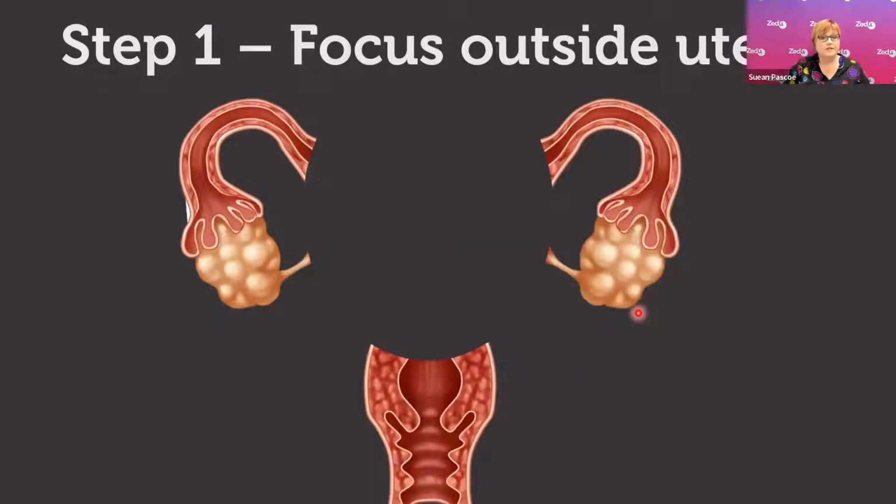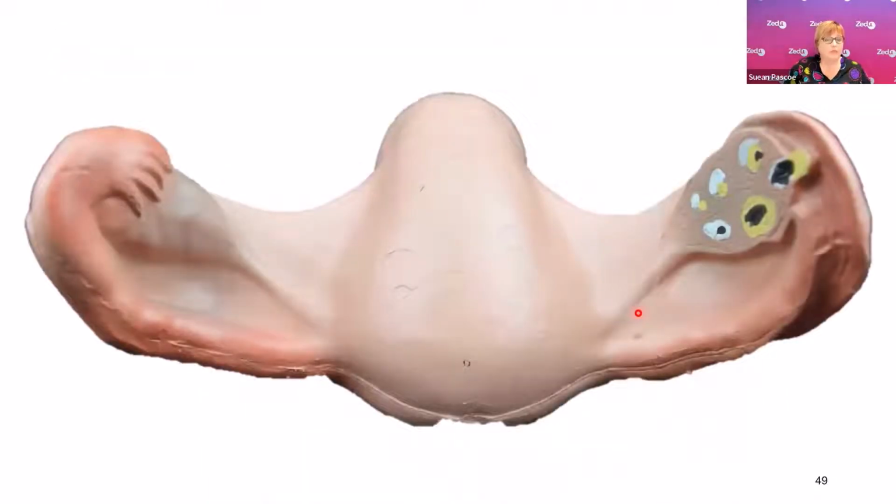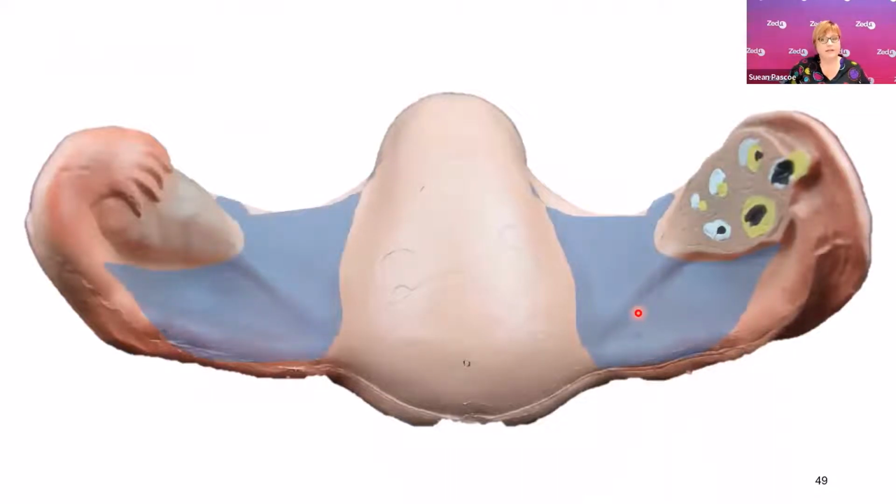So step 1, to focus outside the uterus. Can we see any free fluid? Can we see the corpus luteum? Are there any adnexal masses? And this is where we need to do a good thorough scout scan. We need to look through the adnexa and make sure we extend our scan from the iliac vessels on one side all the way to the iliac vessels on the other side, inferiorly and superiorly past the fundus of the uterus.